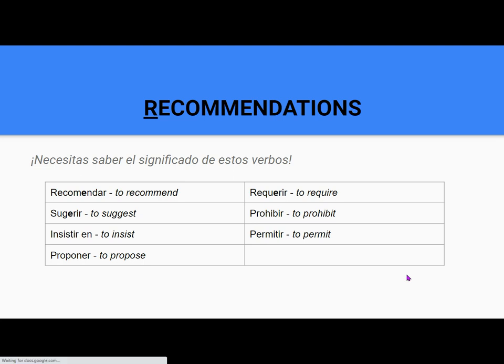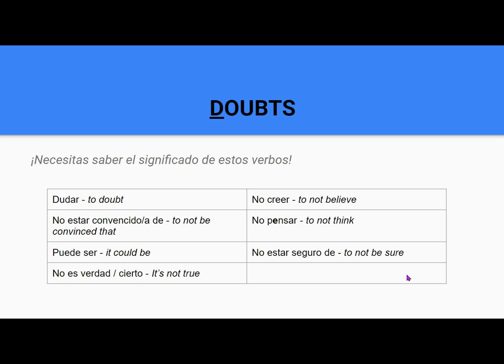Y para doubts, dudas. Si ves uno de estos verbos o una de estas expresiones en la primera cláusula de una oración y las cláusulas tienen sujetos diferentes, necesitas usar el subjuntivo en la segunda cláusula. Wow, we're in subjunctive land here. So once again, you need to write down the meanings of any of these verbs or expressions you don't know or don't remember or are concerned you might not remember.